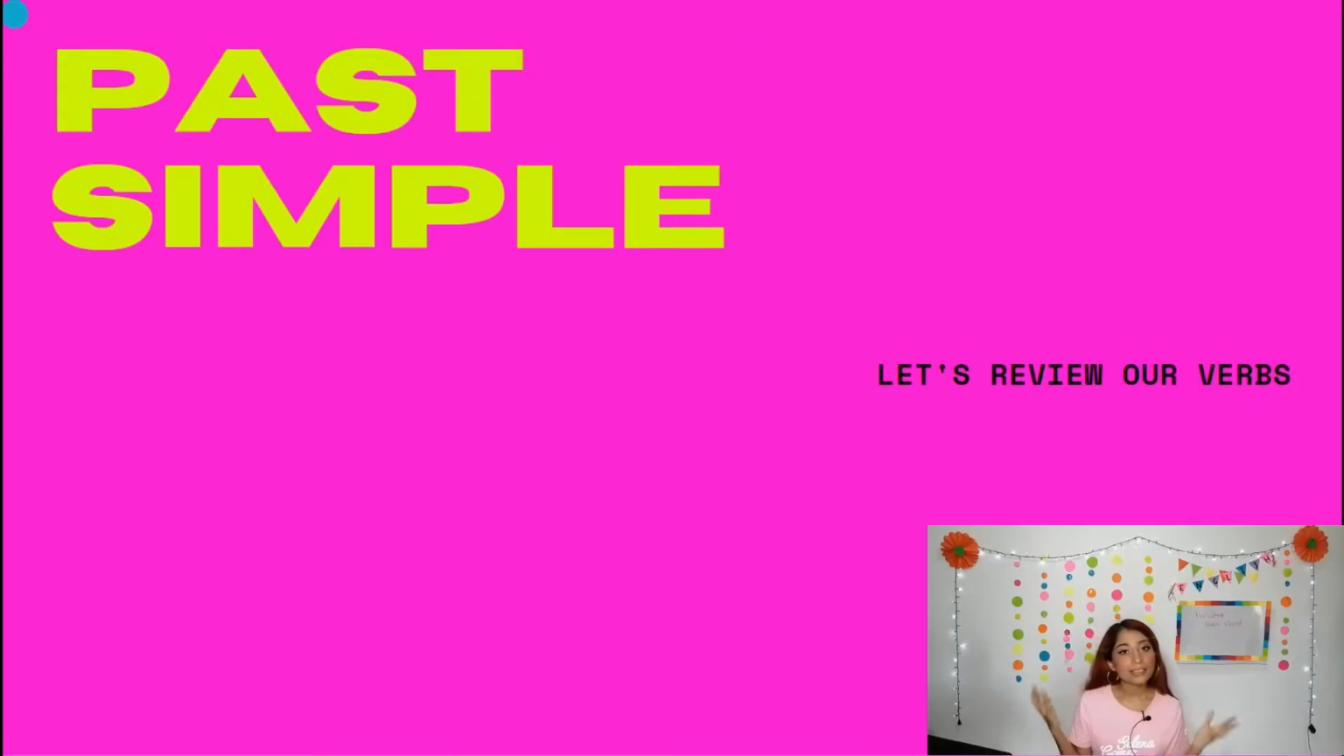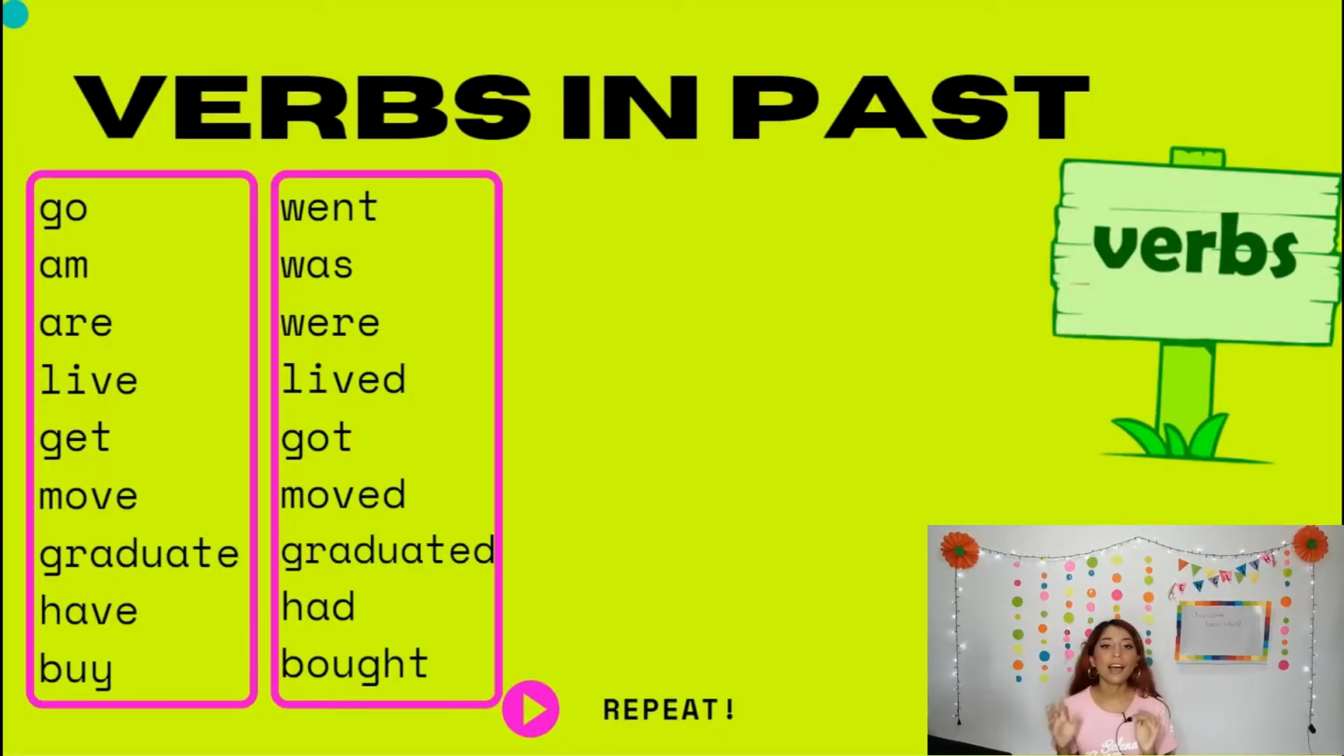So we have simple past, and let's review our verbs, okay? Here I have some other charts to practice our verbs in past. In this chart I have the verbs in present: go, am, are, live, get, move, graduate, have, and buy. In the other column, we have the verbs in past simple. This is what we care about.